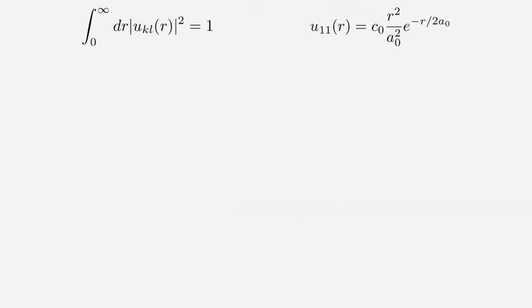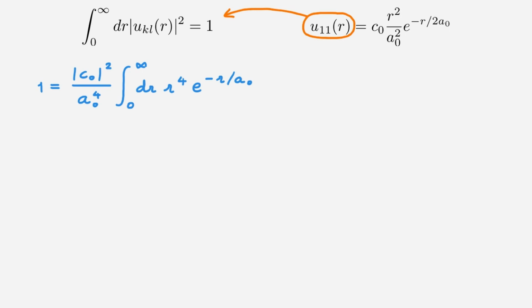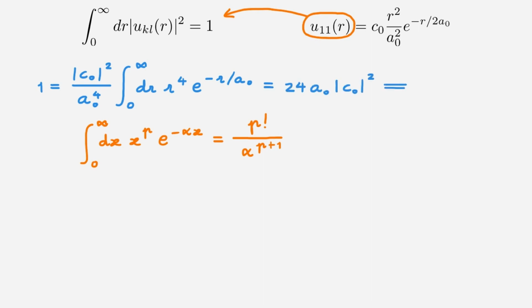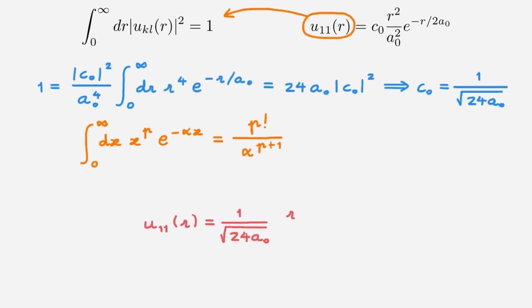We now move to normalizing the function u to determine C0. Inserting the expression we have for u into the normalization integral, we get this integral. We can use the same standard exponential integral that we've been using throughout, and skipping a few steps, we end up with this. Rearranging, we get that C0 is equal to 1 over square root of 24a0, where, as usual, we choose a phase such that we end up with a real positive constant. And this all means that we can rewrite u11 as equal to this prefactor times this term proportional to r squared times the exponential.